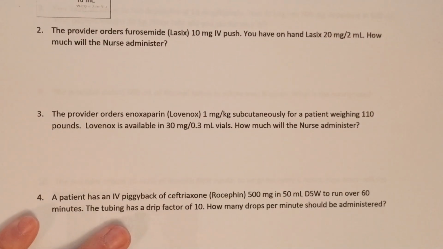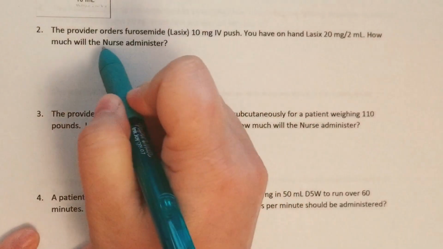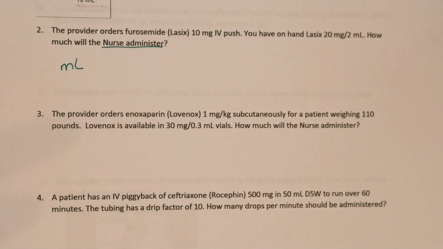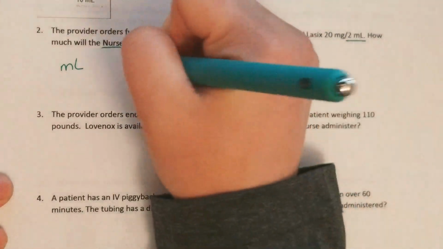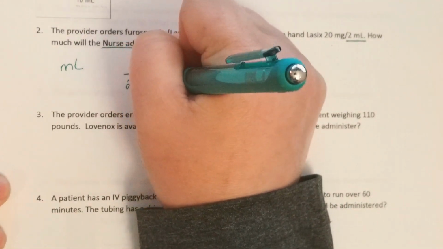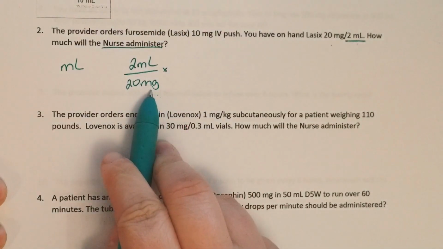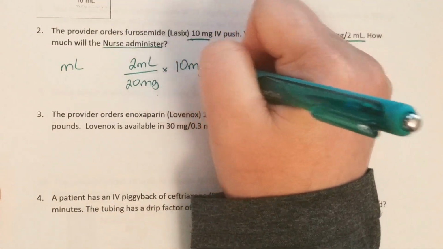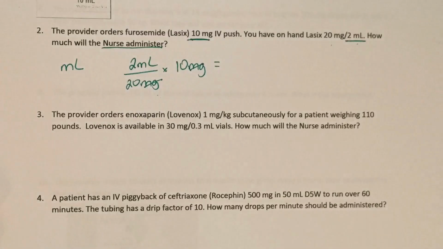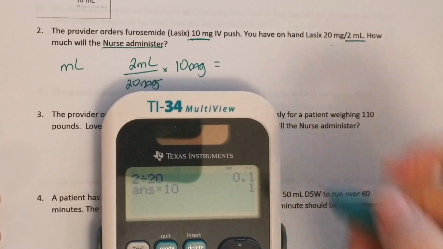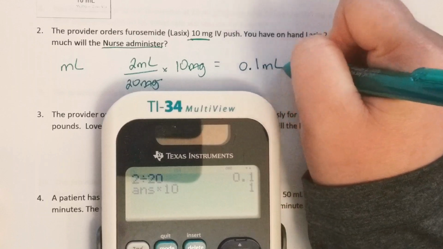For the second one, we are also looking for milliliters. How much will the nurse administer? So since we're looking for milliliters, that is what we want to start with. So we look up to the problem. Oh, look, milliliters. So we're going to have 2 milliliters. That's over 20 milligrams. Those go together. We have milligrams. We want to cancel that out. We look up here. Oh, look, something to cancel it out with. So we multiply it by 10 milligrams. These are going to cancel. So we do 2 divided by 20 times 10, and you get 0.1 milliliters.